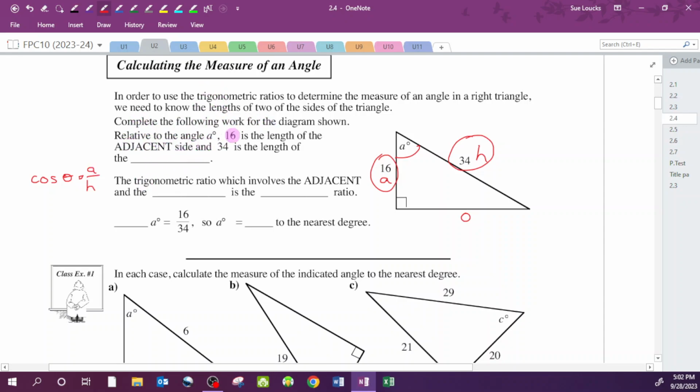Going back to these notes, relative to angle A, 16 is the adjacent side and 34 is the hypotenuse. And then the trig ratio that involves the adjacent side and the hypotenuse is the cosine ratio. We already got there. So we've got the cosine of angle A is 16 over 34, so we plug that in the calculator and we get 62 degrees. That's to the nearest degree. Okay, let's do some examples.